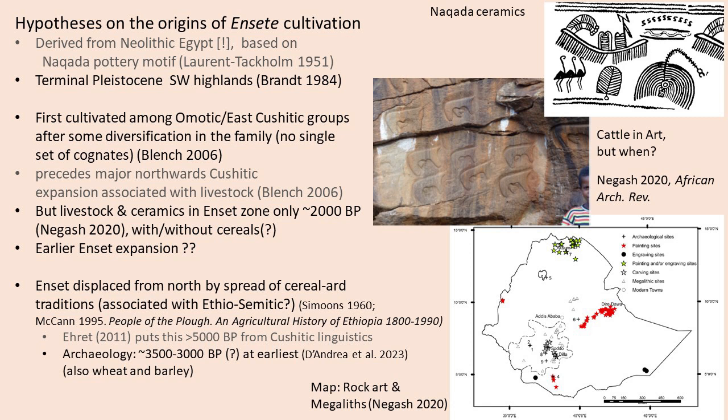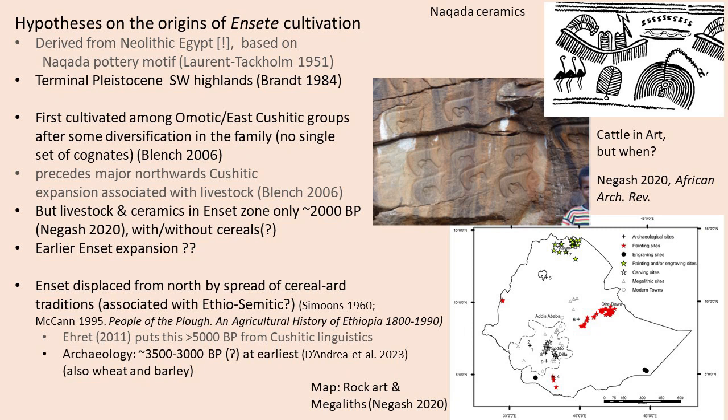The northwards movement of Cushitic later he associates with the expansion of livestock in the Ethiopian plateau, but archaeological work in recent years suggests that livestock are relatively young in the plateau. So dates are 2,000 years ago, 2,400 BP, so relatively late. So if that's the case, then we need to clearly look for an earlier expansion of enset.